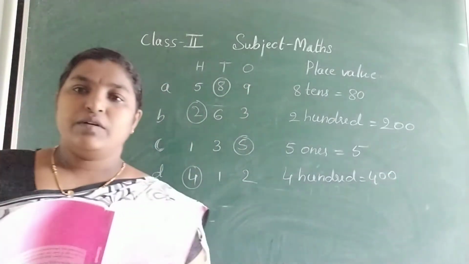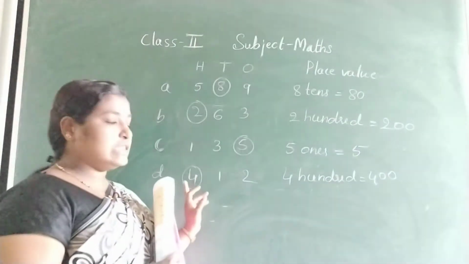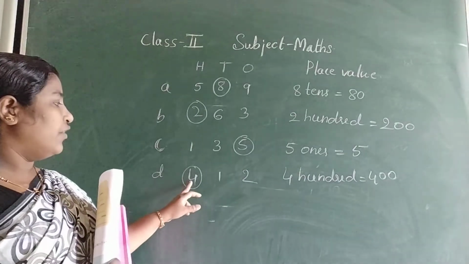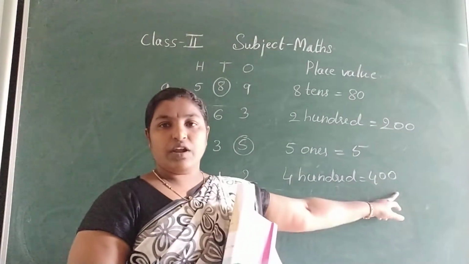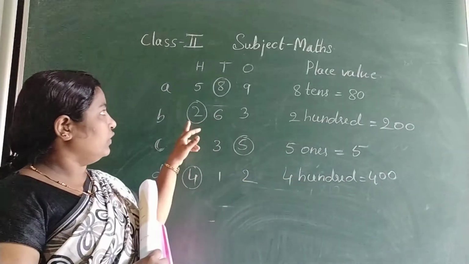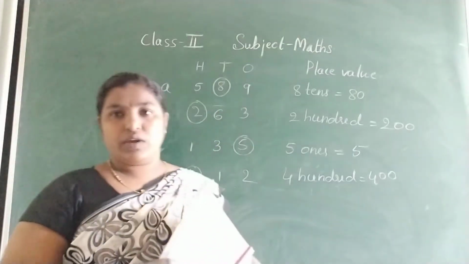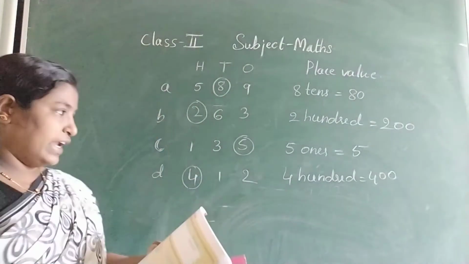Okay, how to write the place values? We should multiply the place with the number. Here 100 into 4, 400. 5 into 1, 5. 2 into 100, 200. 8 into 10, 80. Okay. Next, second one.